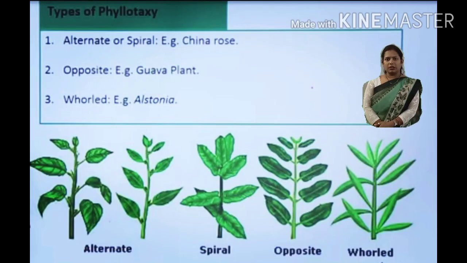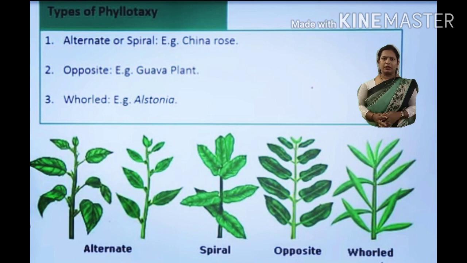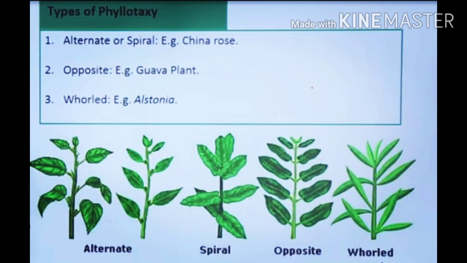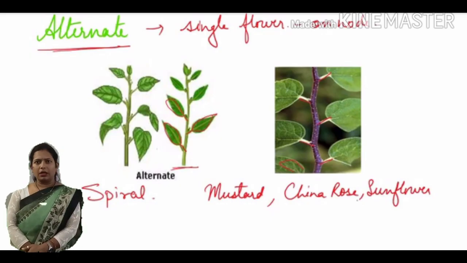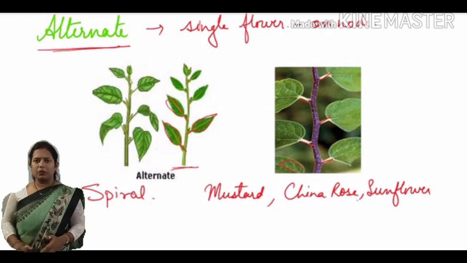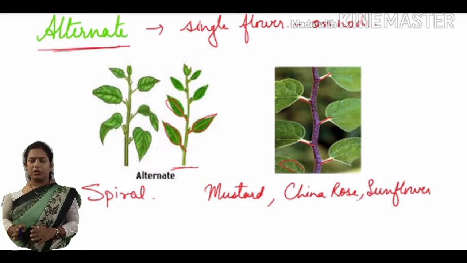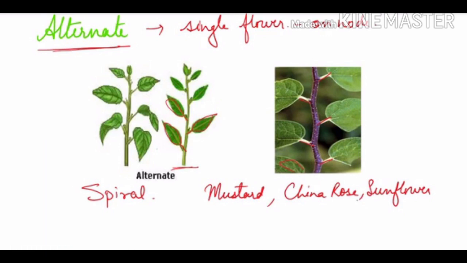There are mainly three types of leaf arrangements, known as alternate arrangement, opposite arrangement, and whorled arrangement. In alternate arrangement, a single leaf arises at each node and the next leaf arises on the opposite side of the previous leaf. Examples are mango and sunflower.